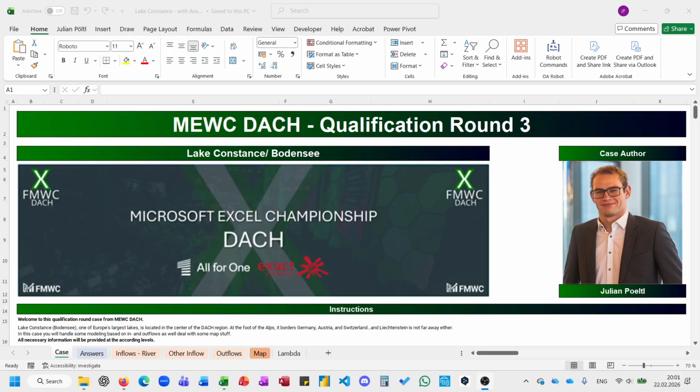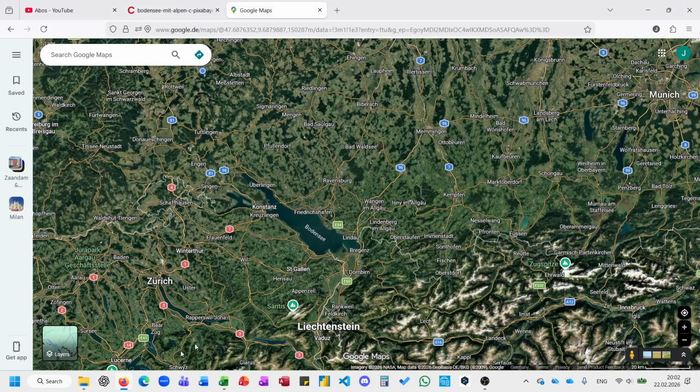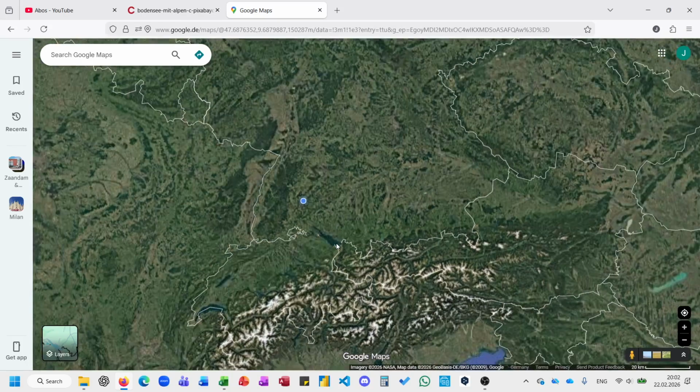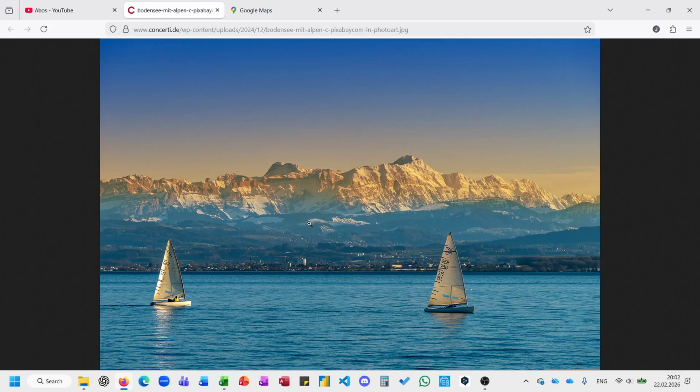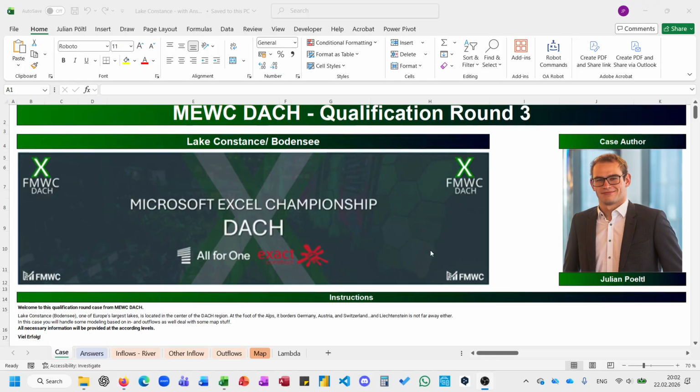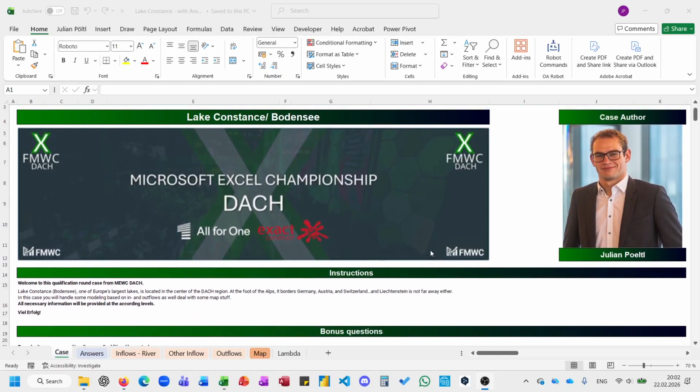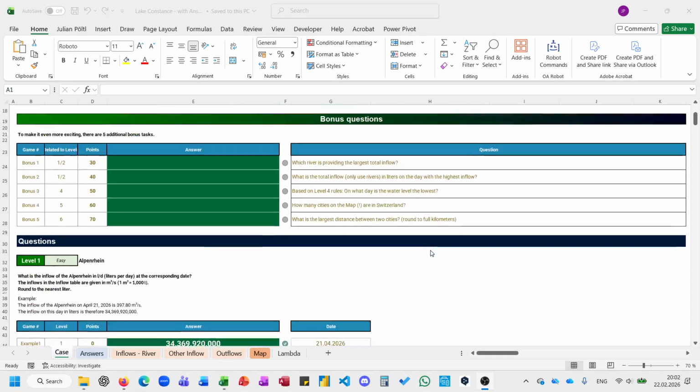Actually a case I wrote called Lake Constance or Bodensee, and it's about a lake because in the middle of the DACH region we have a lake bordering Germany, Switzerland and Austria, and Liechtenstein is also not far away. It's basically in the middle of the DACH region, a beautiful lake in front of the Alps. And I thought, why not do a case about this? And this is it, Bodensee or Lake Constance.